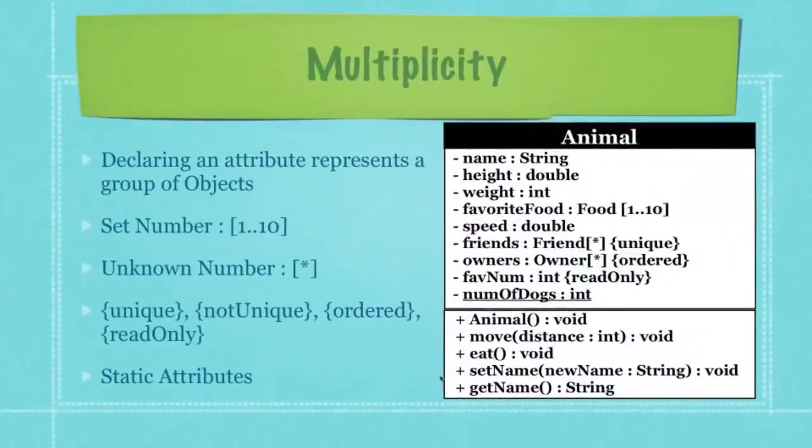Now on to multiplicity. Multiplicity allows you to declare certain roles for attributes that are going to represent a group of objects. And you can see a whole bunch of examples here. So let's say that we want to list between 1 to 10 different types of favorite food for each animal. Well, you would just put 1..10 inside of brackets, and that is exactly the role that you would set there.